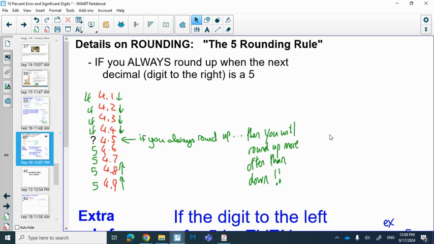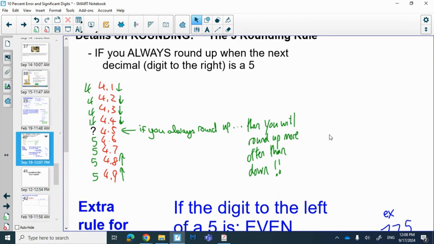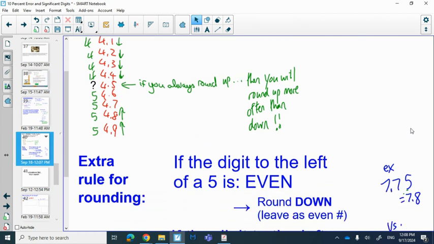Before we go on, I'll just make sure you're aware of there's a rule about rounding for decimal 5s or any 5s really. If you're rounding up all the way for 5s, you would round up 5 times. You'd only round down 4 times. So you'd be rounding up more often than you round down. So there's an extra rule for rounding.